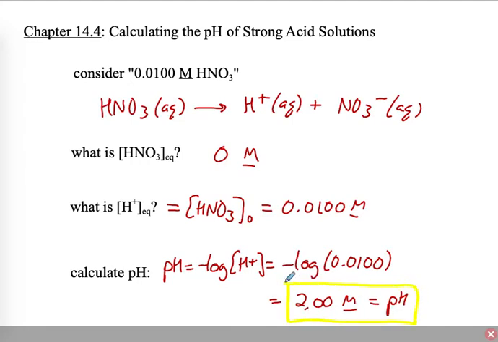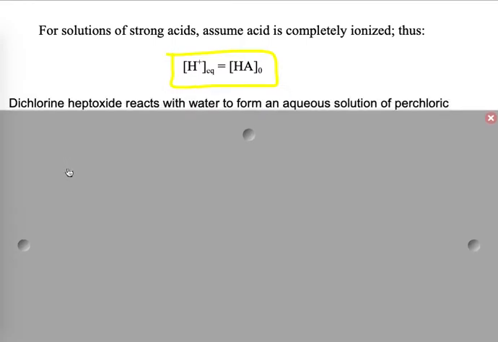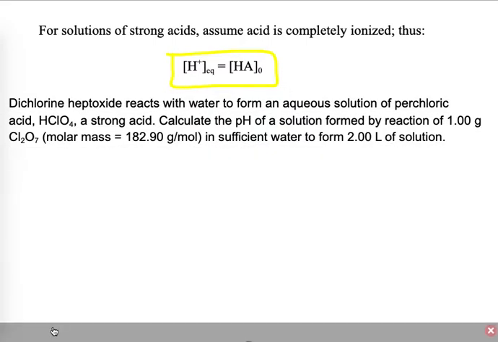So, to calculate the pH of a strong acid solution, we simply assume that the acid is completely ionized. Therefore, the hydrogen ion concentration at equilibrium is simply equal to the initial concentration of HA. So we can combine that with some interesting stoichiometry problems like this one. Dichlorine heptoxide reacts with water to form an aqueous solution of perchloric acid, which we know is a strong acid. Let's calculate the pH of a solution formed by reaction of a specified quantity of reactant in enough water to make a specified final volume.